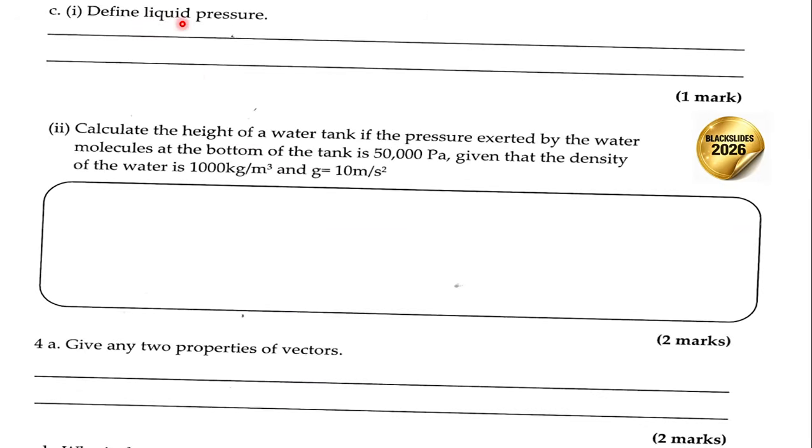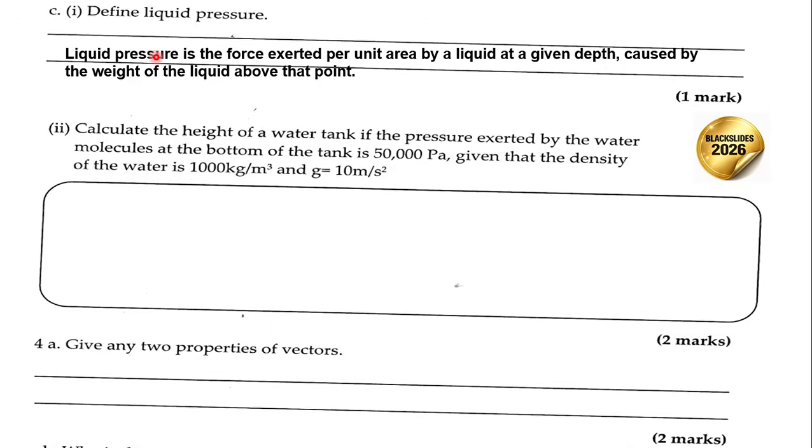Define the term liquid pressure. We shall define liquid pressure as the force exerted per unit area by a liquid at a given depth. And this is caused by the weight of the liquid above that point. It's liquid pressure. These are topics from Form 3.